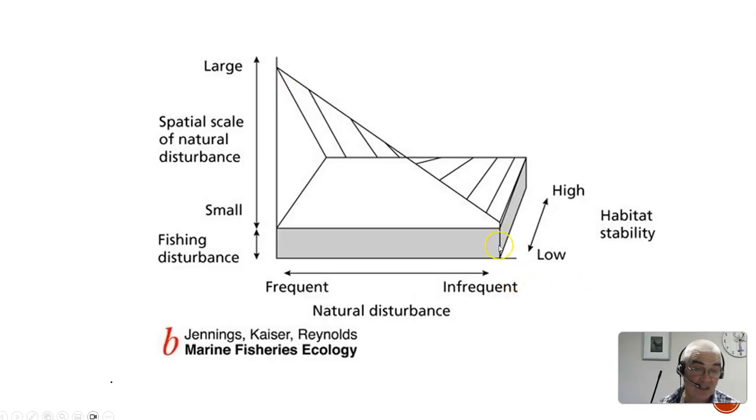If you did it on the inside of Spurn Point, where it's an estuarine habitat, you'd find that fishing disturbance is very high relative to the amount of natural disturbance, and there's a kind of spectrum across there. So bear that in mind when you're considering how fisheries and the environment interact.